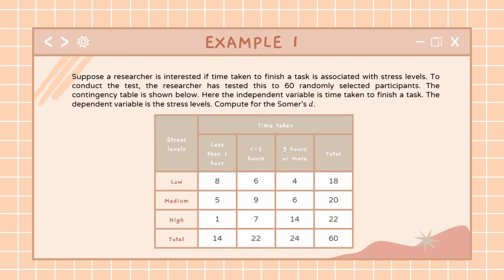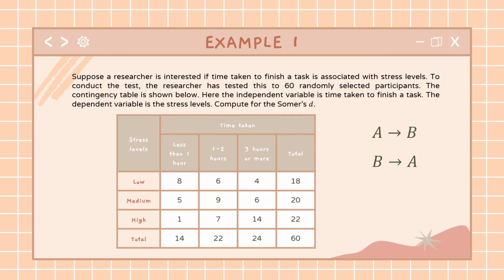So, for example, suppose a researcher is interested if time taken to finish a task is associated with stress levels. To conduct the test, the researcher has tested this to 60 randomly selected participants. The contingency table is shown below. Here, the independent variable is time taken to finish a task. The dependent variable is stress levels. Compute for Somers' D. So, medyo simple na muna tayo. Mag-start muna tayo sa simple.